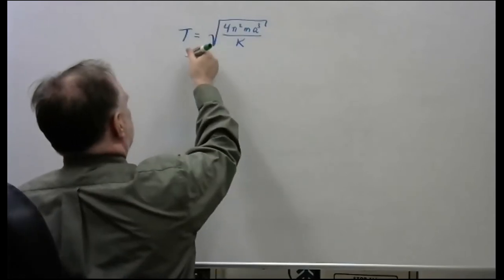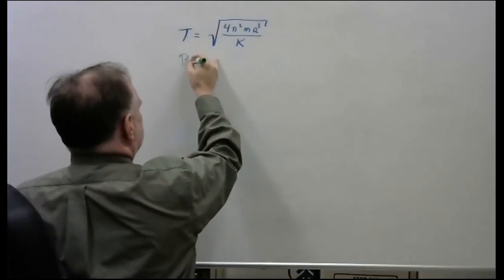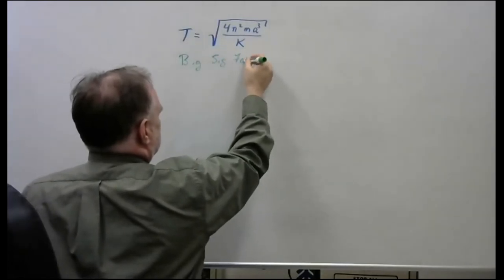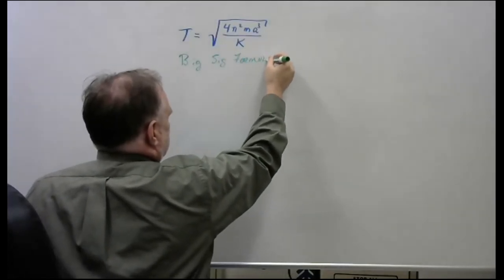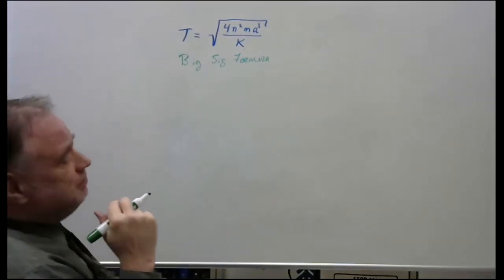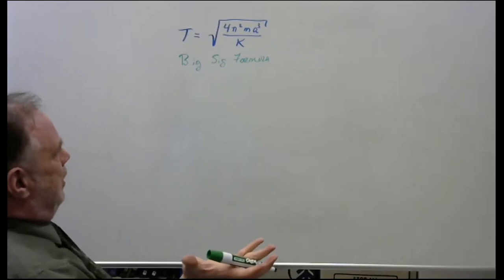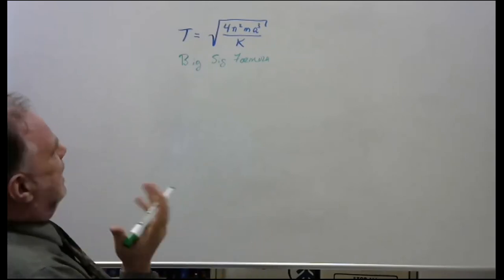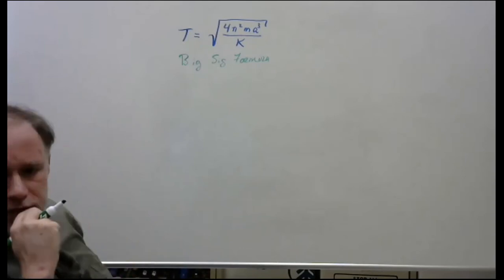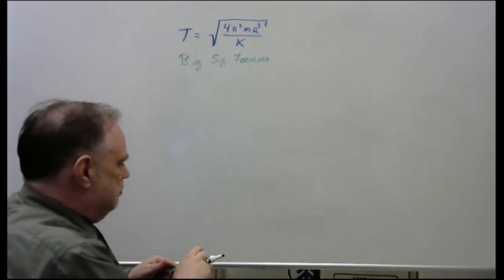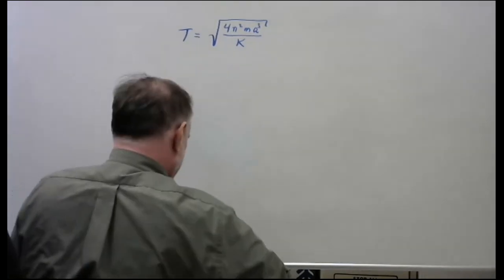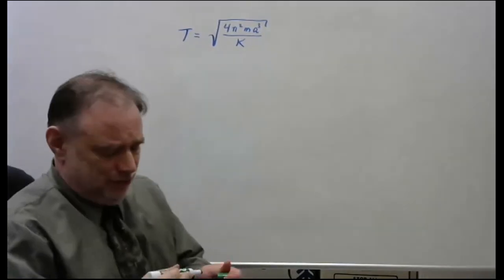So to get the big sigma formula, we're going to write this as a product with exponents. Okay. Well, there's a square root there. What do I do with that? I need to put that in terms of exponents. It's a half power. So I need to rewrite this t with a half power.